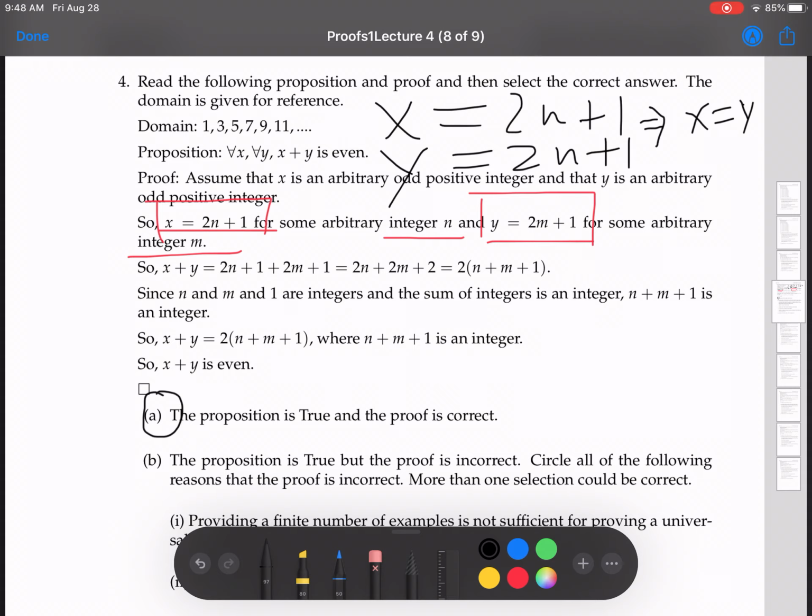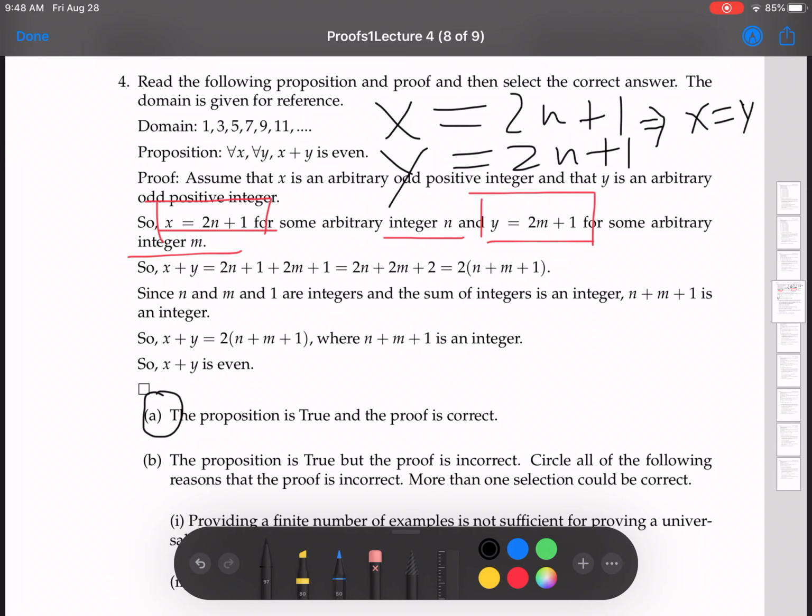That tells us, that's an arrow there, that tells us that X equals Y, right? But that's too specific. We're not saying that when you add the same odd positive integer to itself, you get an even, right? We're saying that, but we're also saying more.